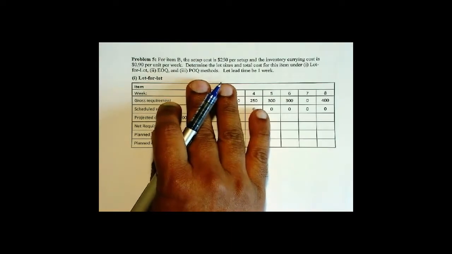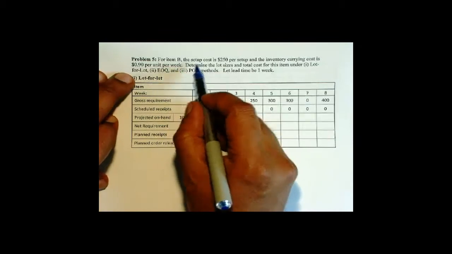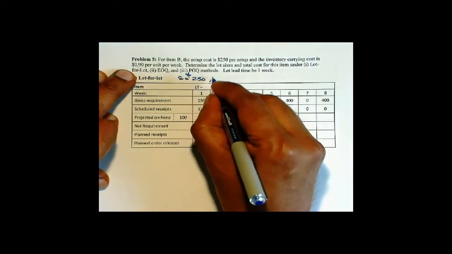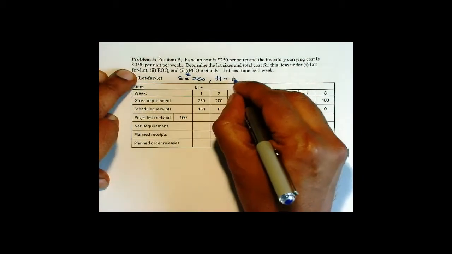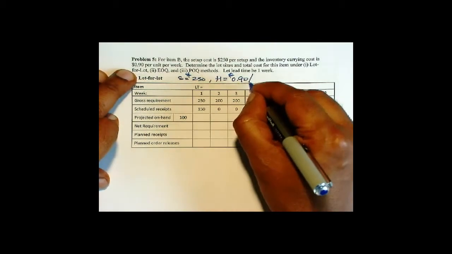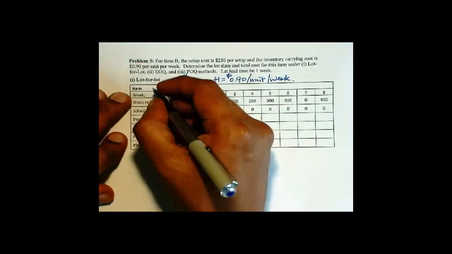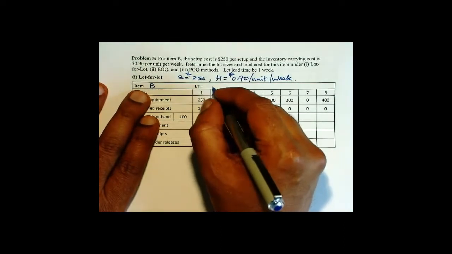We're going to look at the three different lot sizing approaches that we discussed earlier. So we'll work this problem out. We have setup cost is 250. Inventory carrying cost is 90 cents per unit per week. Okay, so let's assume that this is item B and lead time is 1 week.